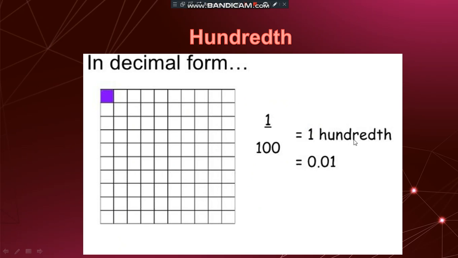Similarly, hundredth. As you can see, it is 1 out of 100 parts. 1 out of 100 is written as 1 by 100. There are 100 small tiny squares. Out of 100 squares, 1 square is colored. So this is represented as 1 upon 100, which is also called hundredth. 1 upon 100 is called hundredth. You don't say 100, it is hundredth. You put the term th.